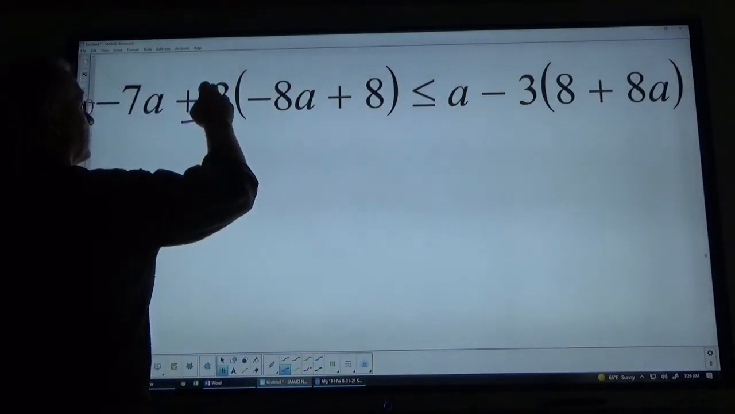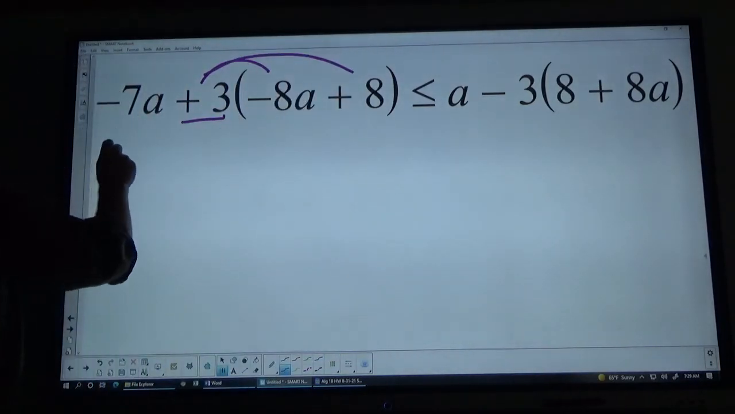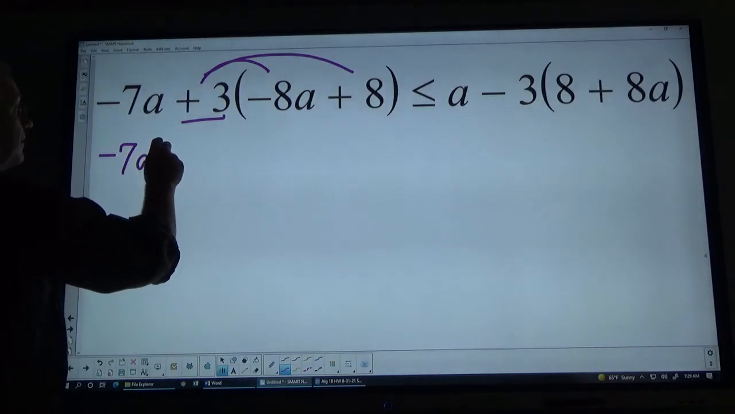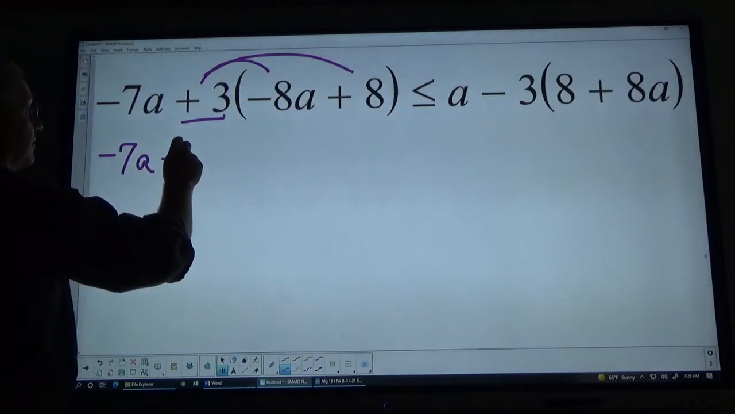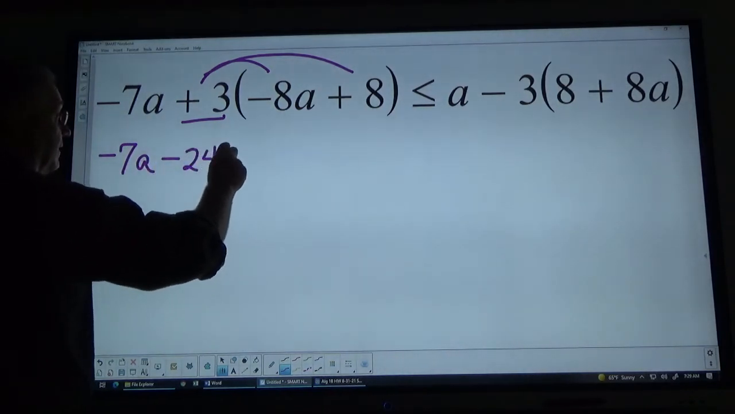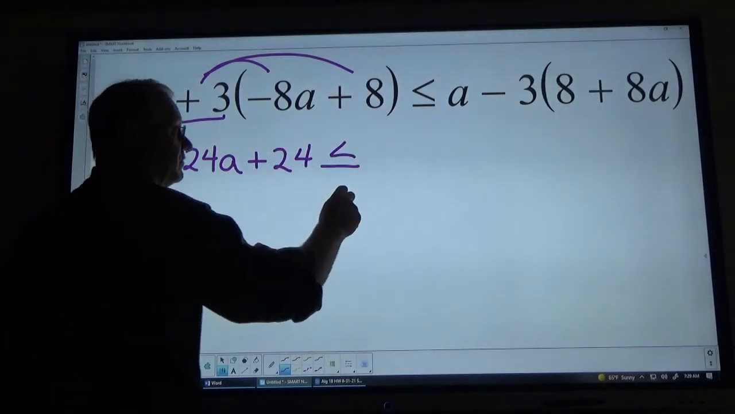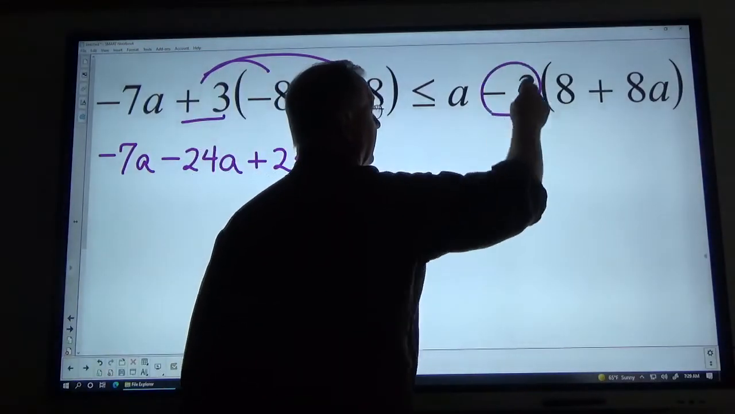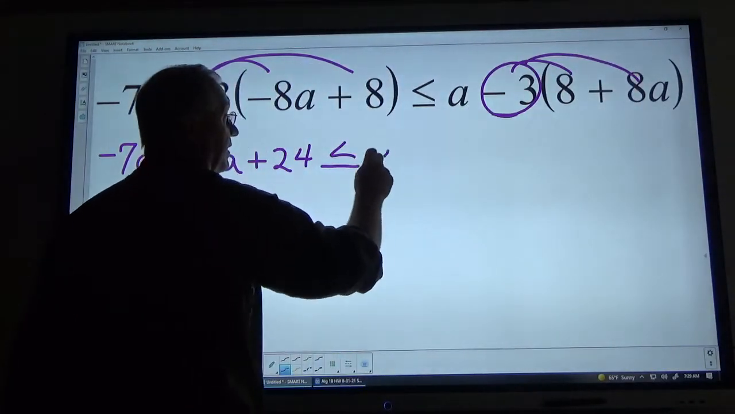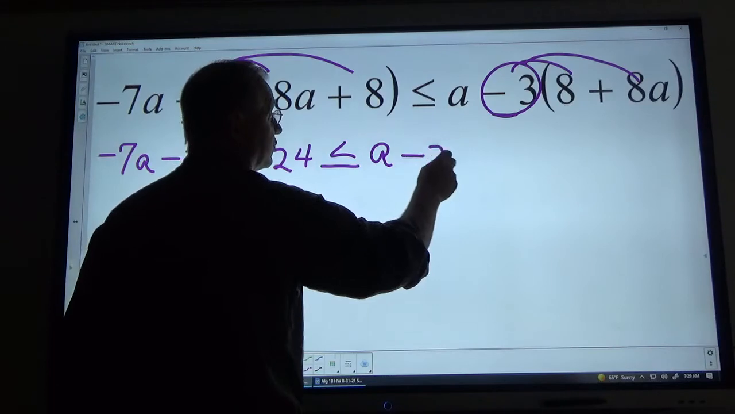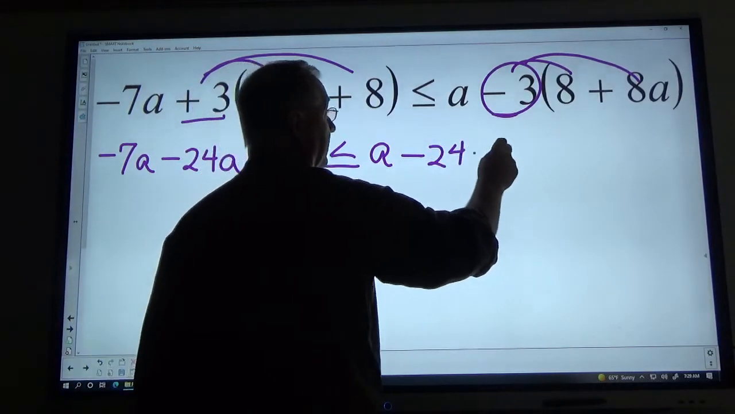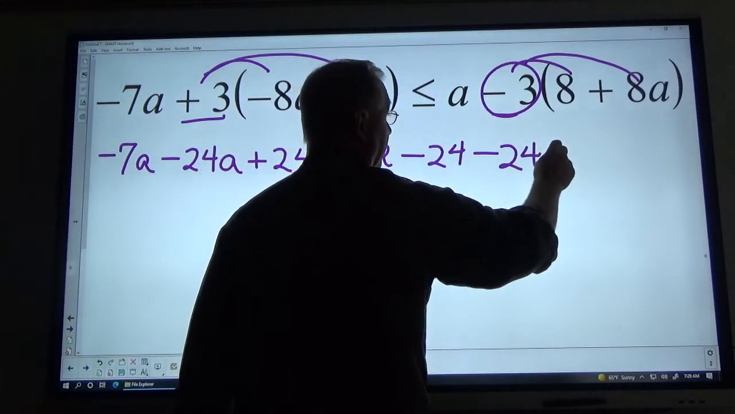I'm going to distribute the 3. Negative 7a minus 24a plus 24 less than or equal to, I'm going to distribute a negative 3a minus 24 minus 24a.